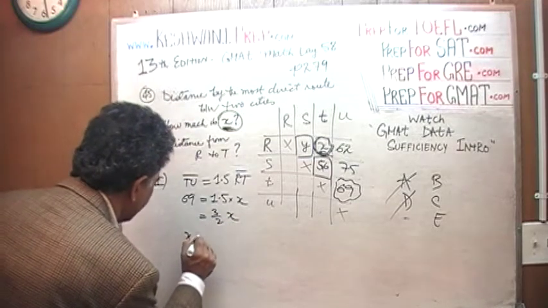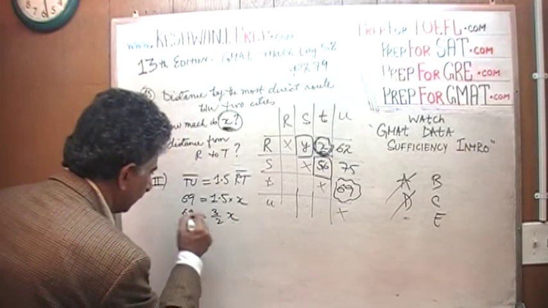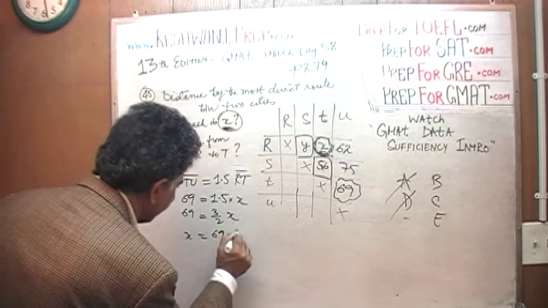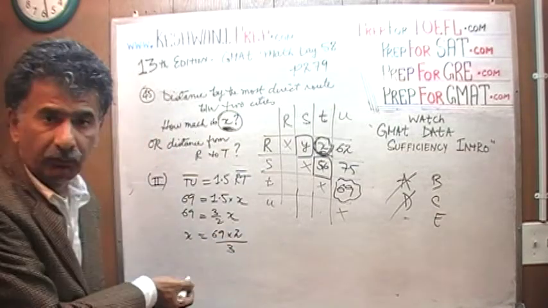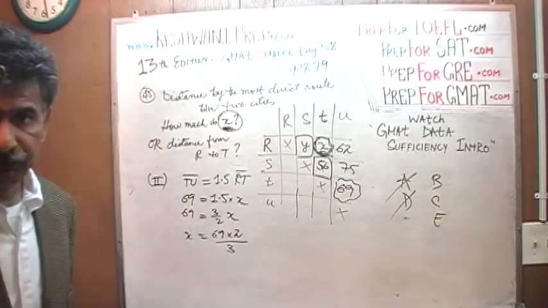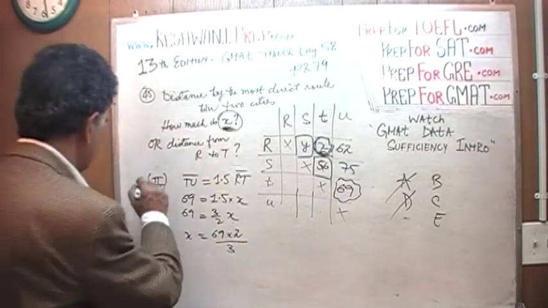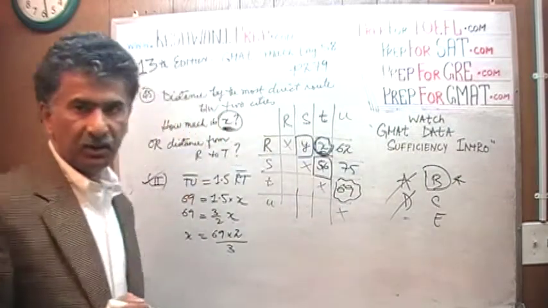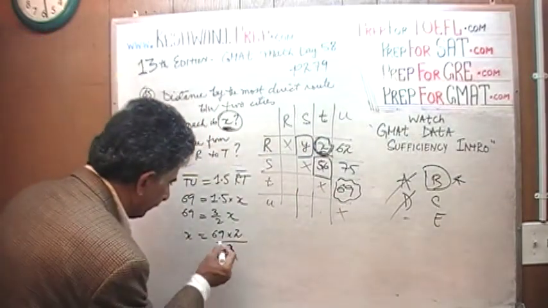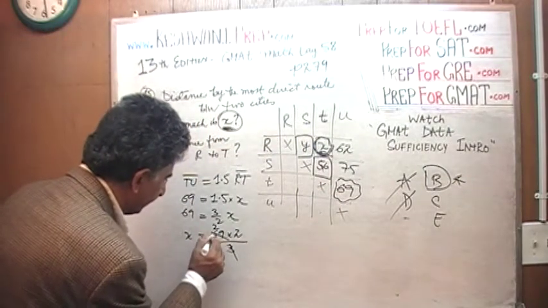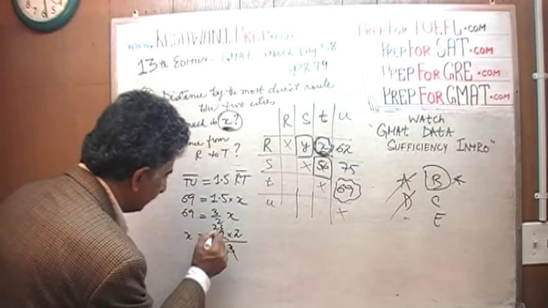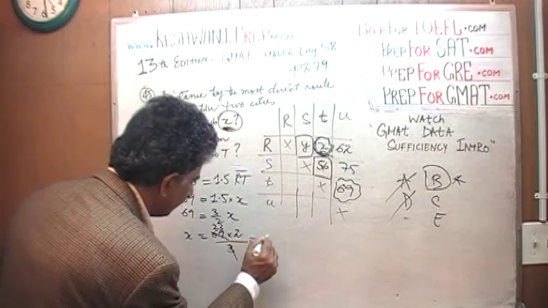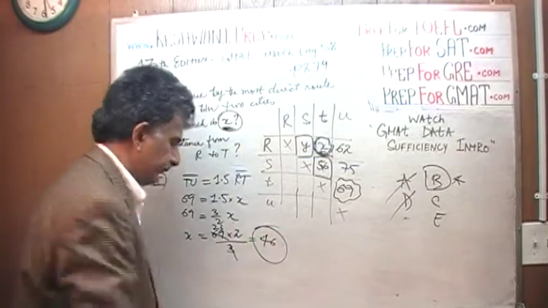And therefore X equals, cross multiply, 69 times 2 over 3. We don't have to do all of this. Of course, we can clearly see that the second statement by itself is enough. We can figure out the X. The answer is B. I was just doing it purely out of curiosity. If you divide top and bottom by 3, 69 over 3 is 23, and 23 times 2 is 46. It's 46.